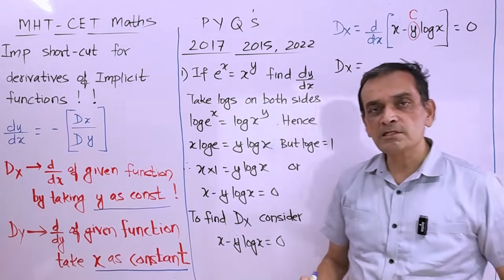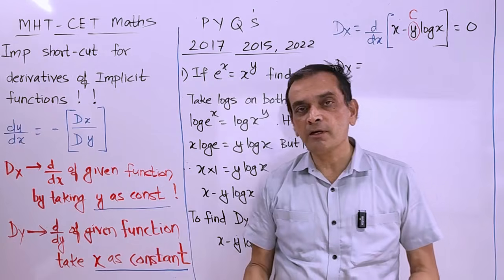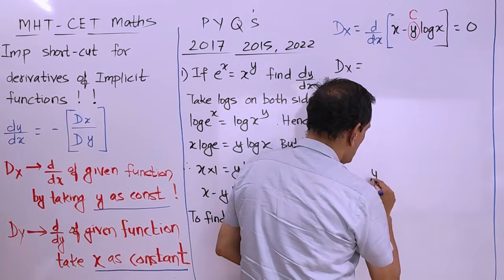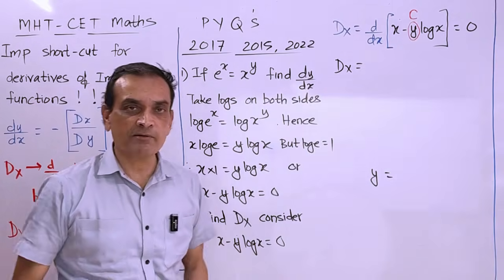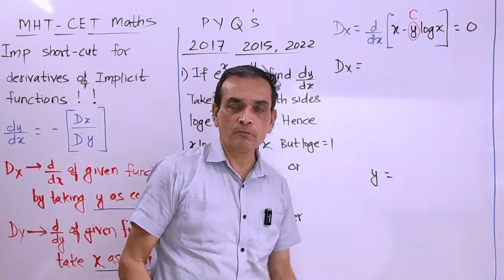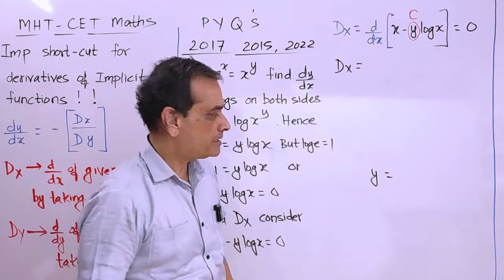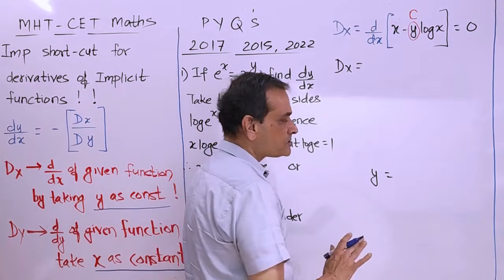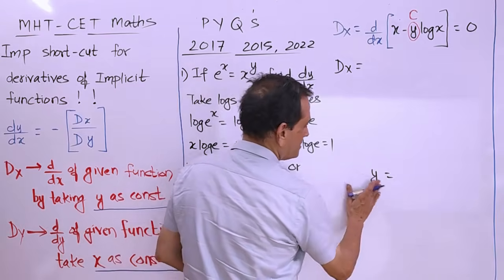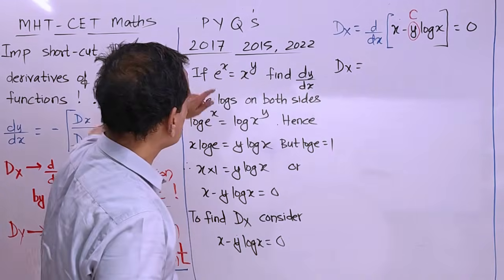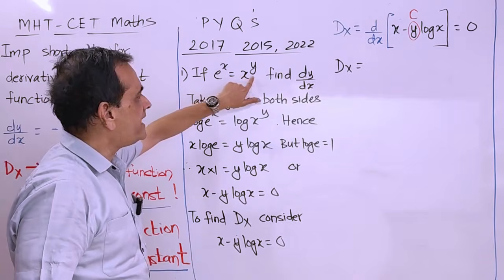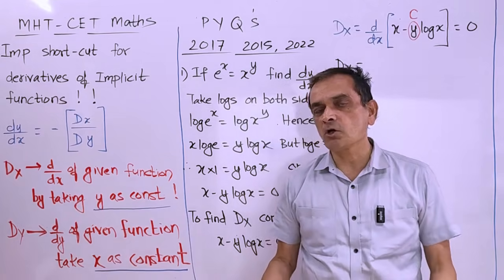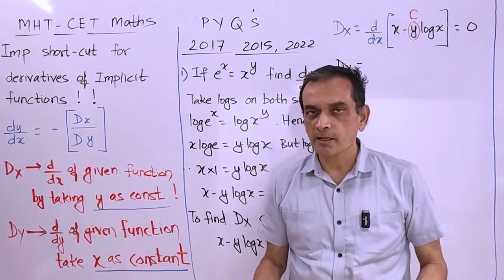Now, implicit functions means what? The problem is given to us in the form of an equation. You are not given the problem as y is equal to, or f of x equal to. It is not given like that. It is a simple equation having both x and y, a combination of x and y, where it is not possible to separate out y. So for example, over here, e raised to x is equal to x raised to y. Find dy by dx. It is an implicit function because it is not of the form y equal to something. Clear? Okay.